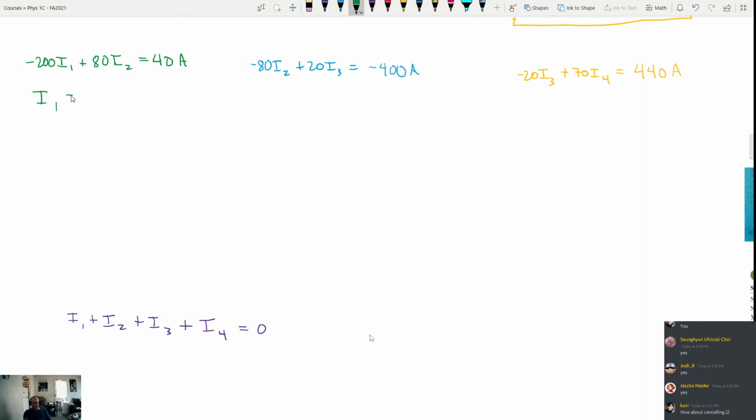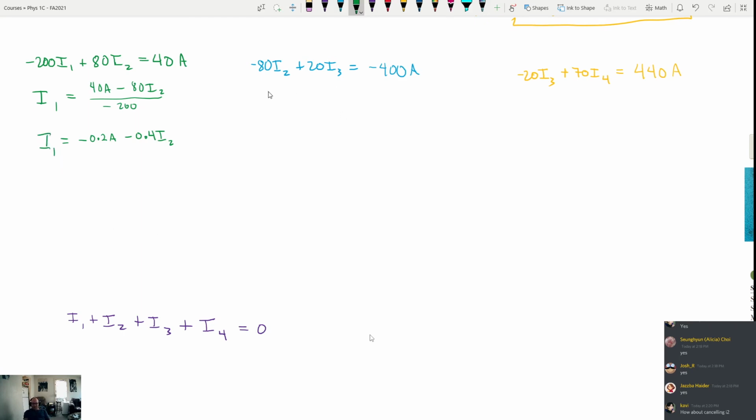This will give us I1 is equal to, let's do this in 2 steps. So 40 amps minus 80 I2 all divided by negative 200, which is going to be 4 over 20, the same thing as 1 over 5, so that's negative 0.5, or 0.2 amps, I believe. And then 80 over 200 is like 8 over 20, which is 4 over 10, which is 0.4. Does that look right to you all? Yeah. Okay, that's what I1 is.